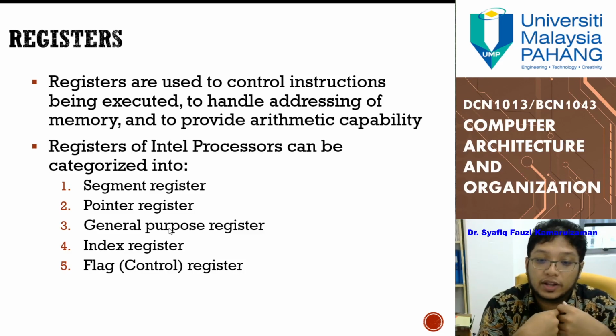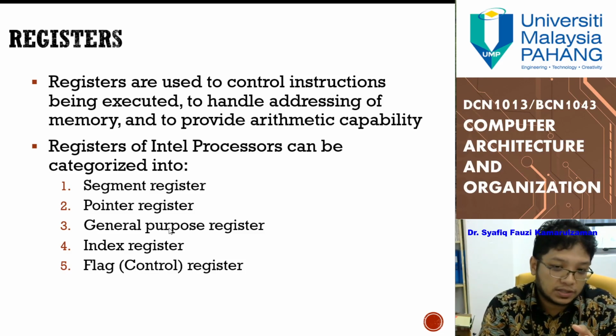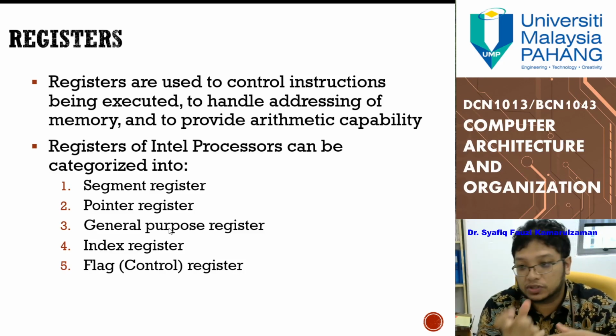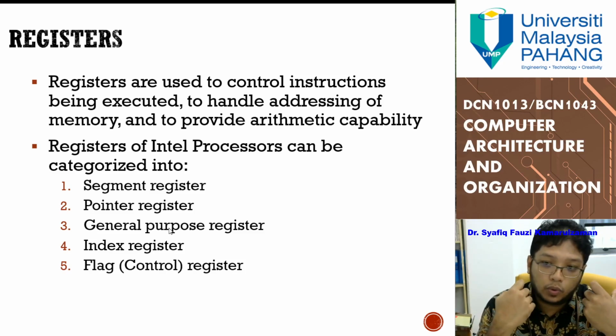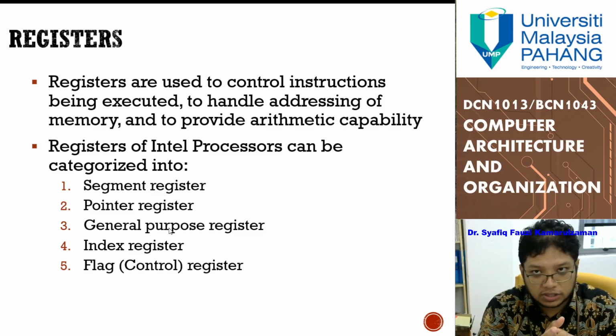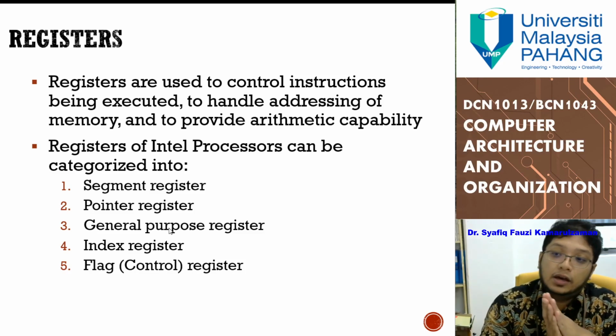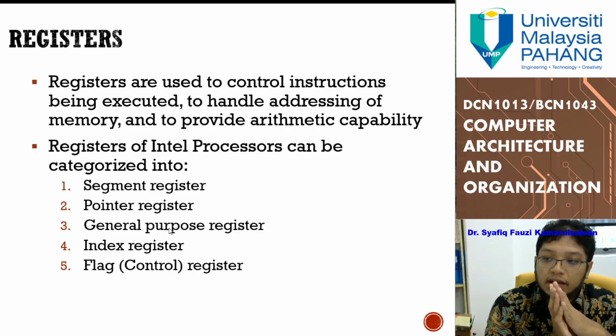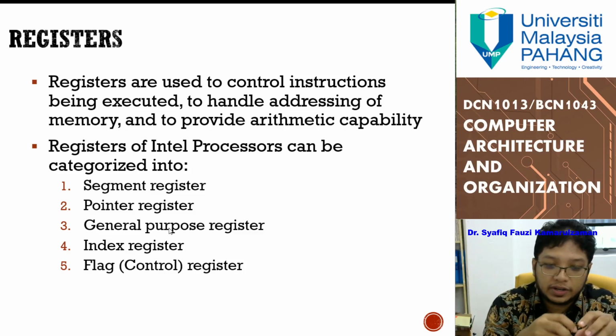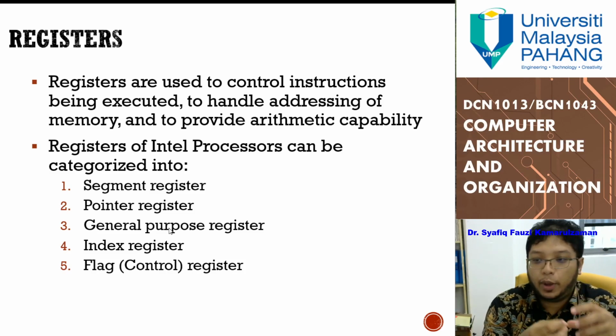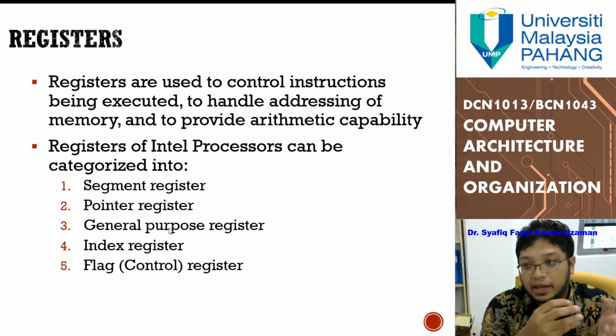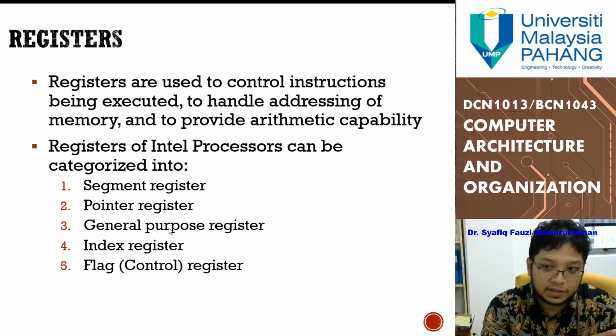When you have small storage, you can do a lot of processing. However, the processing is limited to a certain size, usually up to 64-bit at the moment. Registers are usually used to control the instructions being executed, to handle addressing of the memory, and to provide the arithmetic capability.